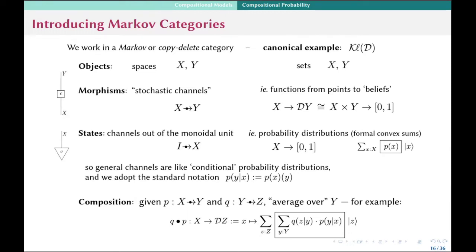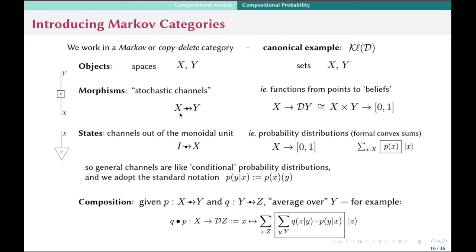And we can think of these as conditional probability distributions. They say, given a point in X, I get a distribution on Y. And so that's saying, okay, given some X observation, what is my Y belief, or my probability of events in Y conditioned on observing X?